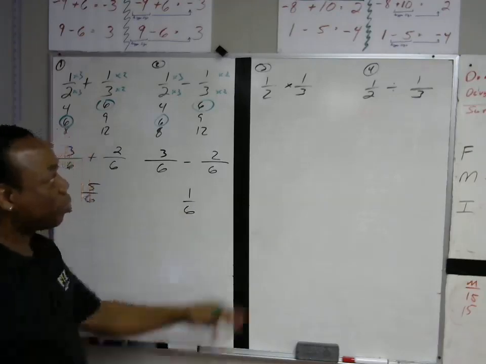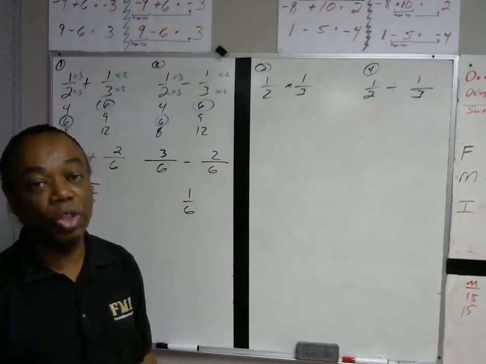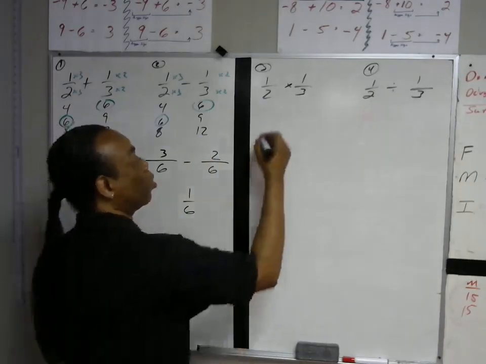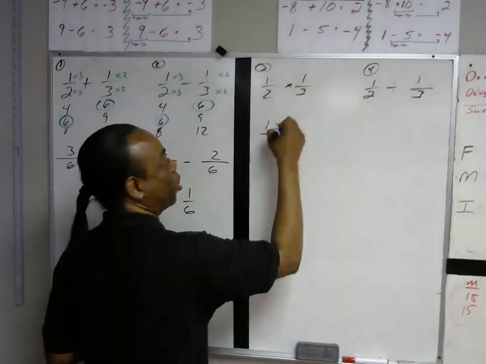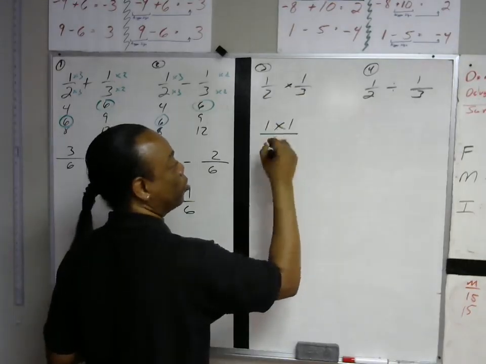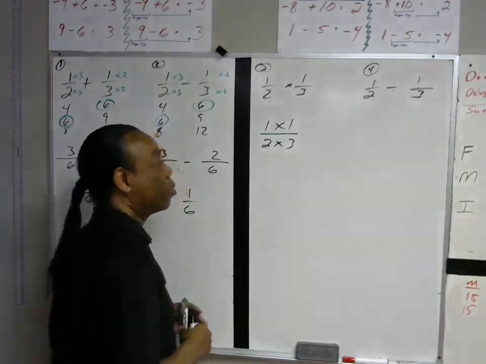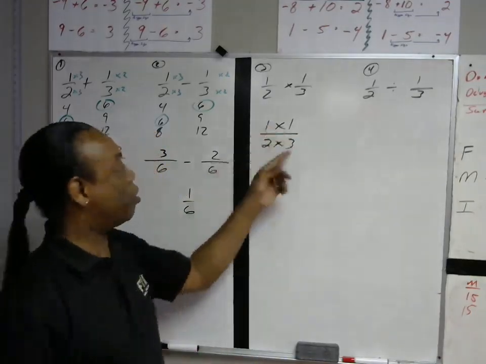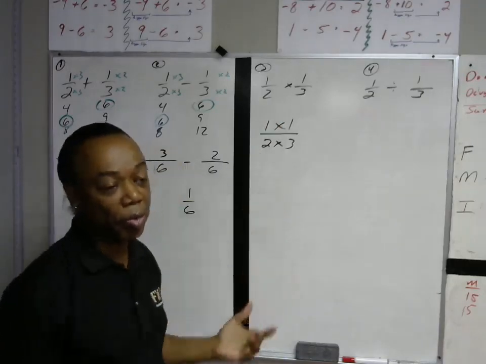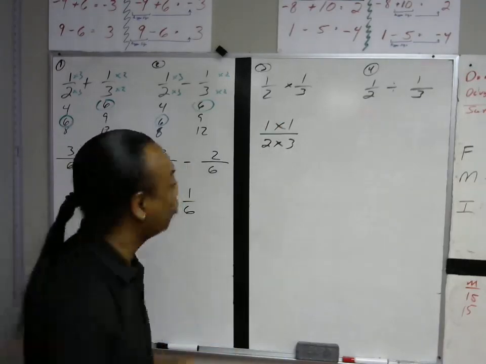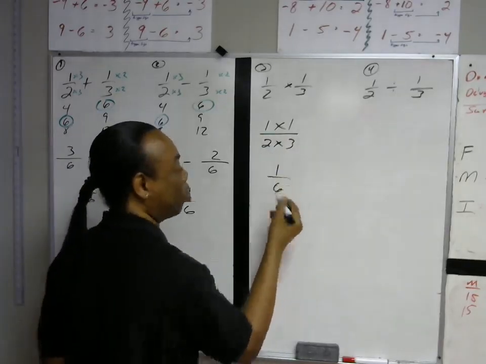Finished. Now, when it comes to multiplication of fractions, the rules are these. We put everything in one fraction and multiply all numerators. So 1 times 1 and 2 times 3. Okay. We also can look for anything that can be simplified. Right now, nothing can be simplified between the numerator and the denominator, so we continue to multiply. So 1 times 1 is 1, 2 times 3 is 6. We're finished.